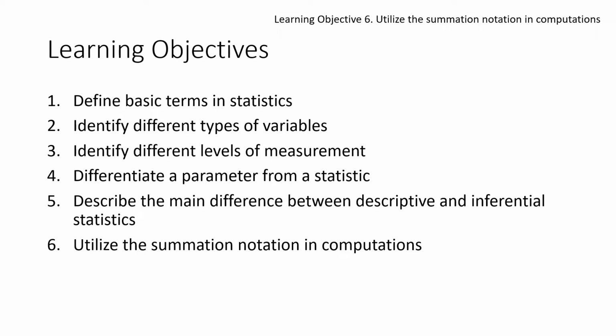So the learning objectives for this lecture are to define the basic terms in statistics, though that's going to be an ongoing learning objective throughout the course, to identify different types of variables, and there's a few different things within that we'll look at, identify different levels of measurement, differentiate between a population parameter and a sample statistic, describe the main differences between descriptive and inferential statistics, and finally to utilize the summation notation in computations.